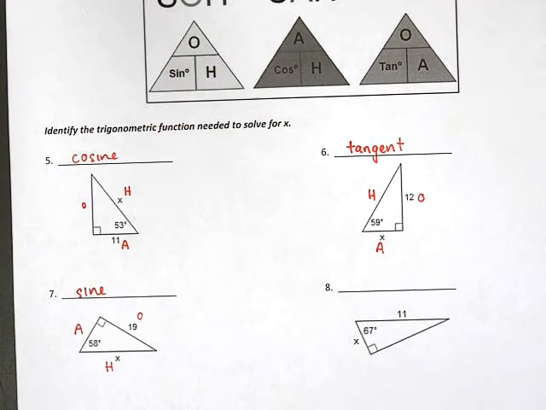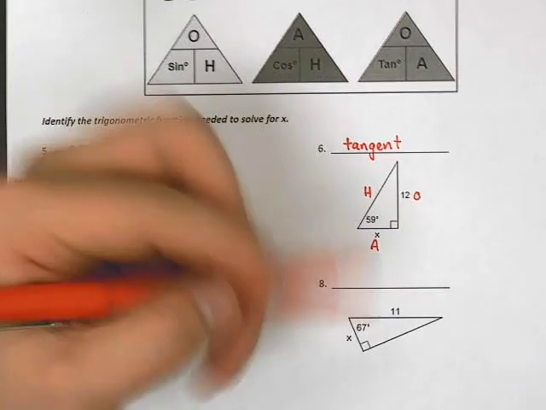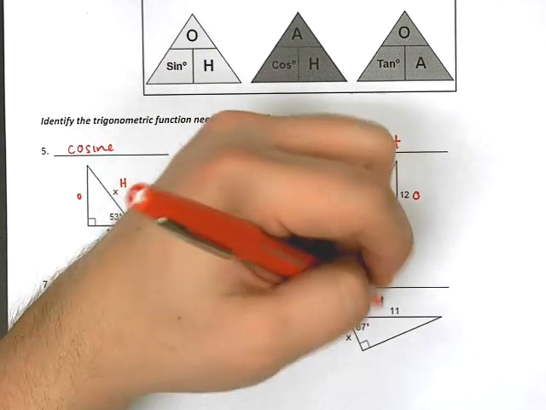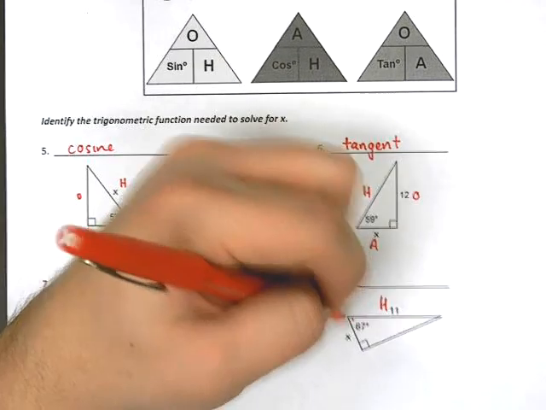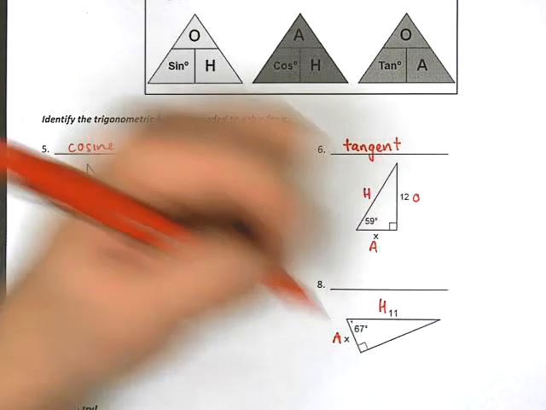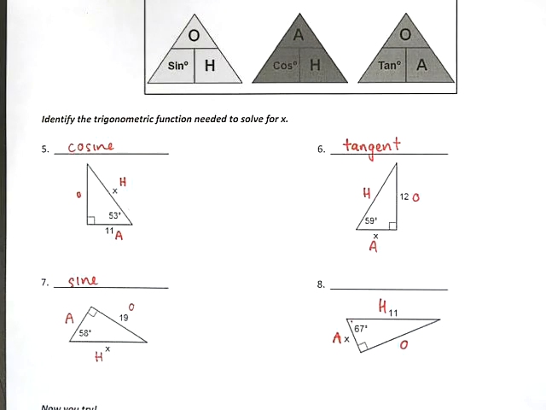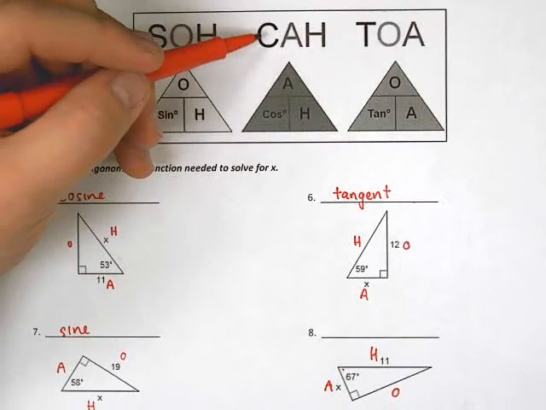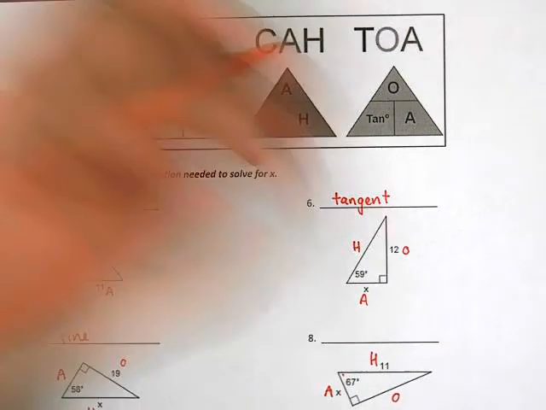Last one. 67 degrees is right here in this corner. Across from the right angle is my hypotenuse. I have the leg that's next to 67 degrees, or adjacent. I do not have the opposite leg. So A and H, I come back up, A and A, oh, cosine.